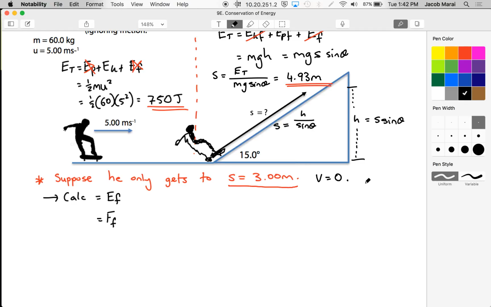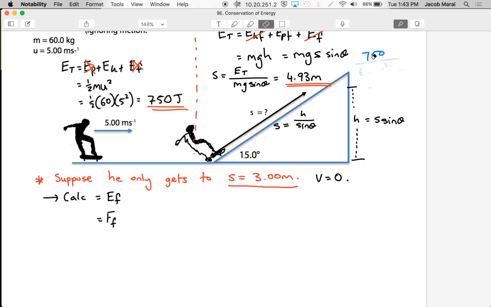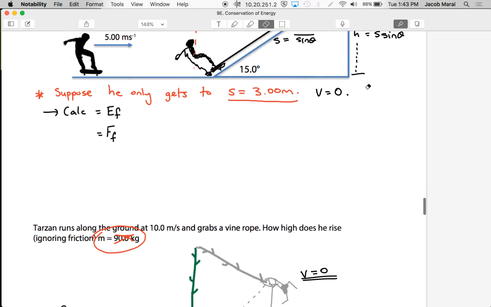Is it not 4.93? Are you trying to tell me that 750 over 60 by 9.8 sine 15 does not equal? Rookie error. It was in radians on his calculator. So, gents, I'll leave you to ponder that.